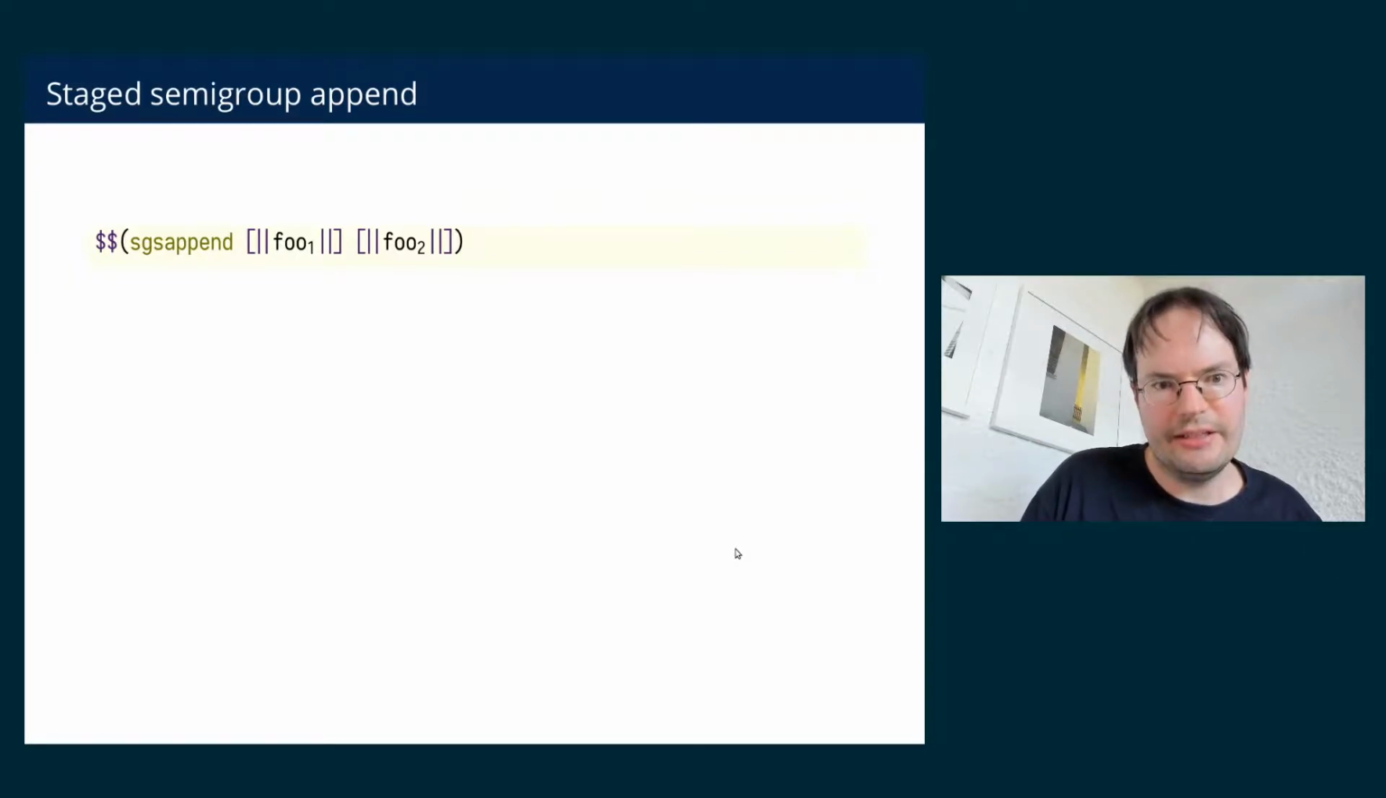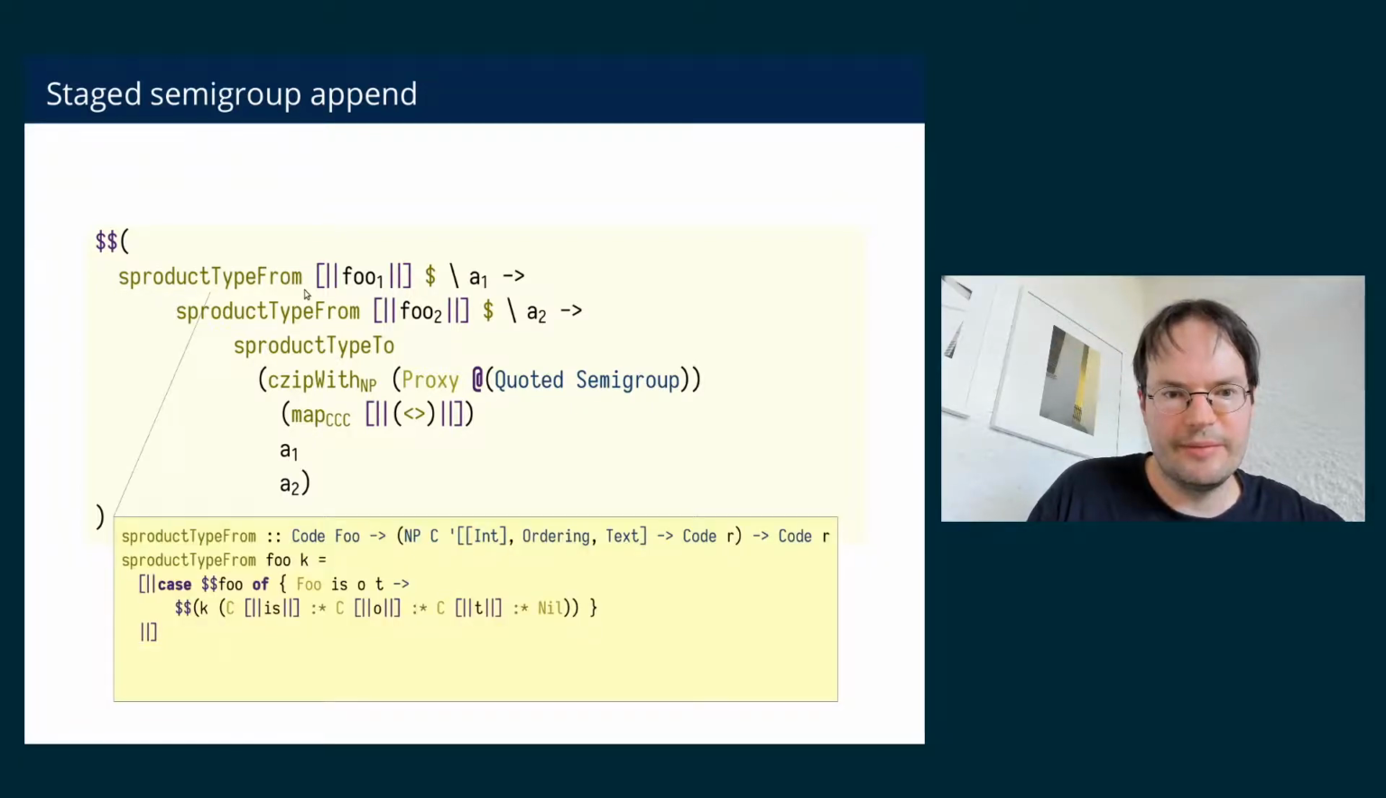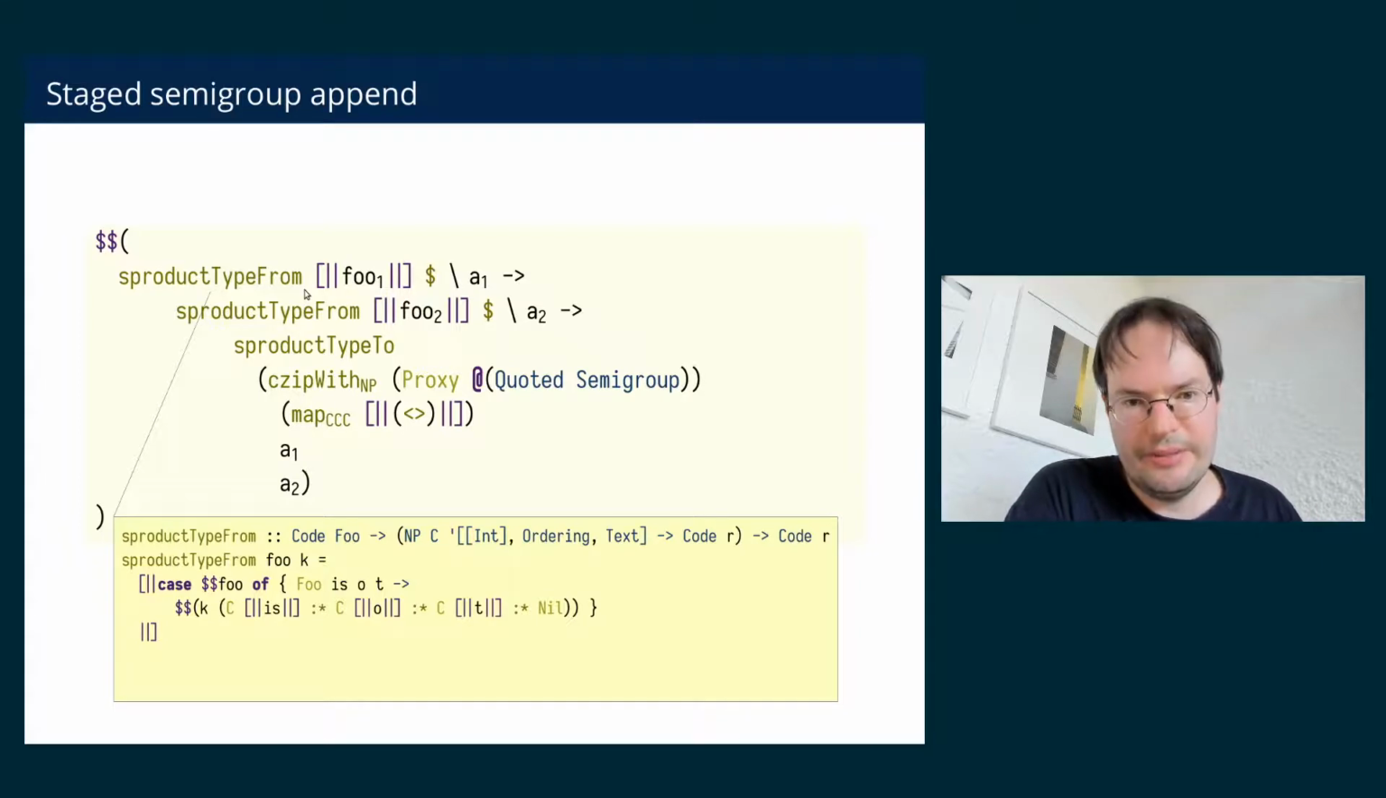And first we replace the SGS append with its definition, and we get this. And now we have to look at S product type from here. And S product type from looks like this. So this is slightly different from the normal product type from in that it uses continuation passing style. What it does is it introduces a case statement on this foo expression, and it introduces this as syntax, right? And there's only a single option.